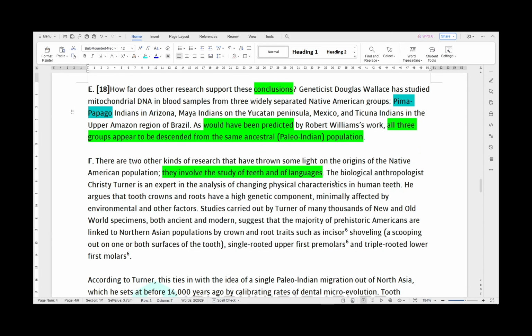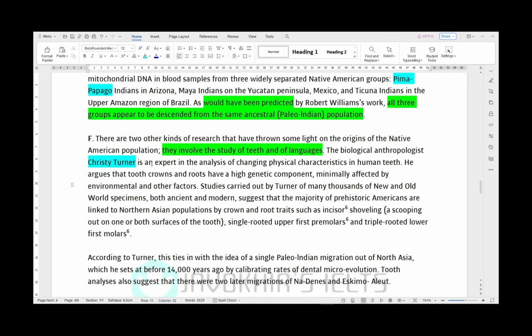Okay, we've got to skim through really quickly. Ticuna. We have Christy Turner. Okay, we're going to highlight that. Christy Turner is an expert in the analysis of changing physical characteristics of human teeth. He argues that the bones, and so on, minimized. Okay, Turner suggests that Americans.